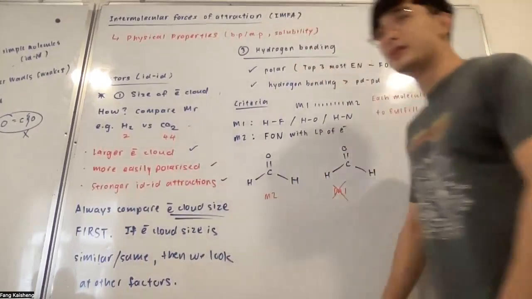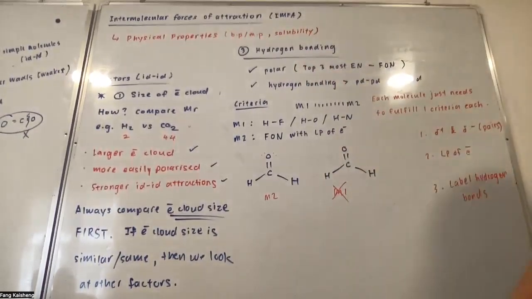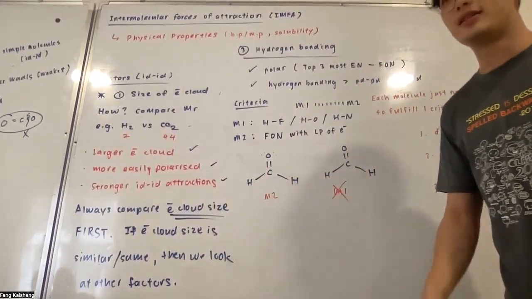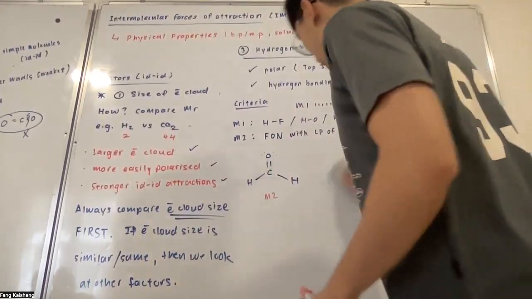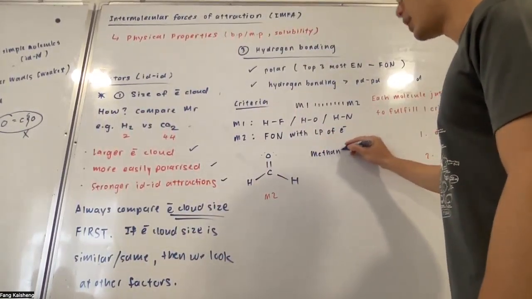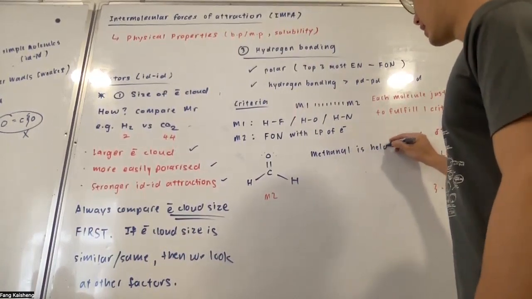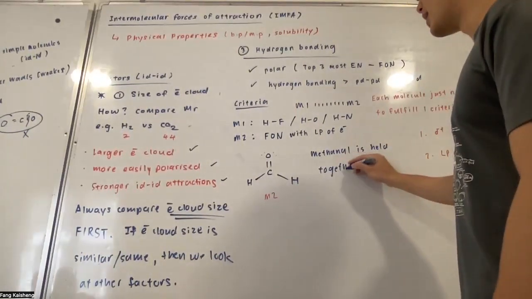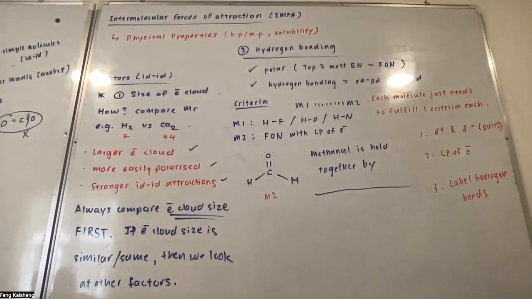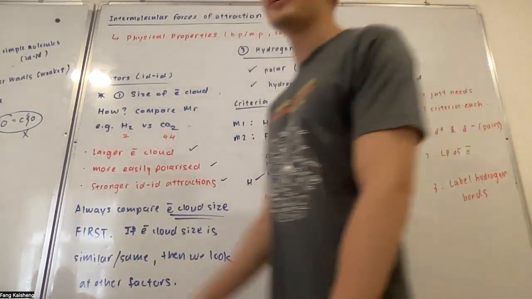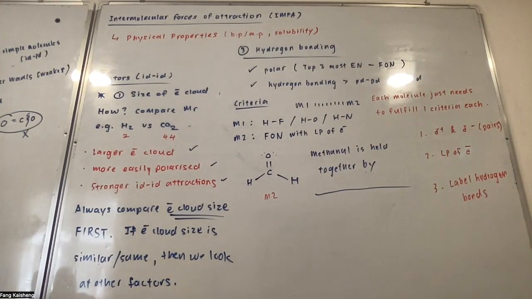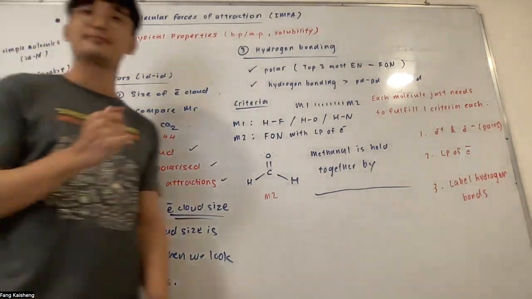This is very important. If it can't undergo hydrogen bonding with itself, then what interactions does it have? Cannot be nothing, right? Go write this down. Cannot undergo hydrogen bonding. So methanol is held together by what? Think about it. What interactions? We learned 3 today. ID-ID, PD-PD, or not hydrogen bonds. So you only have 2 options. Which one?